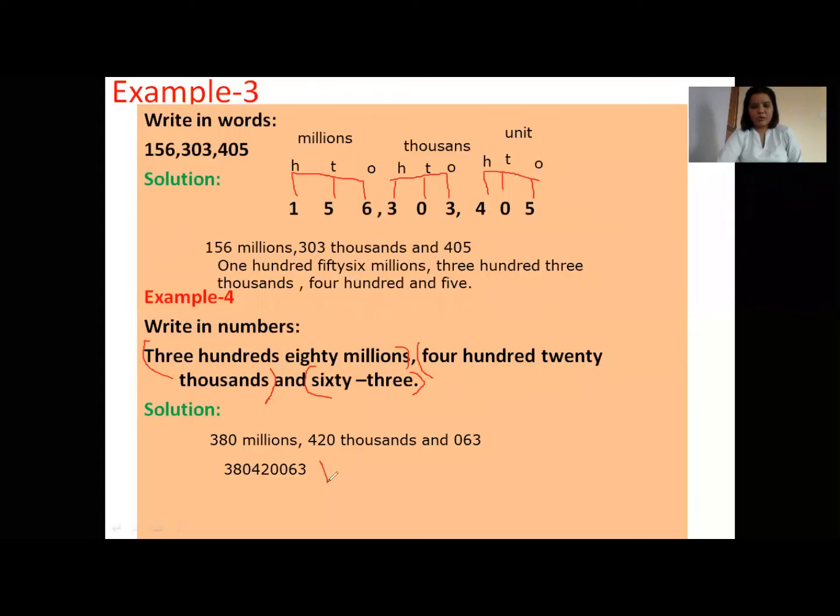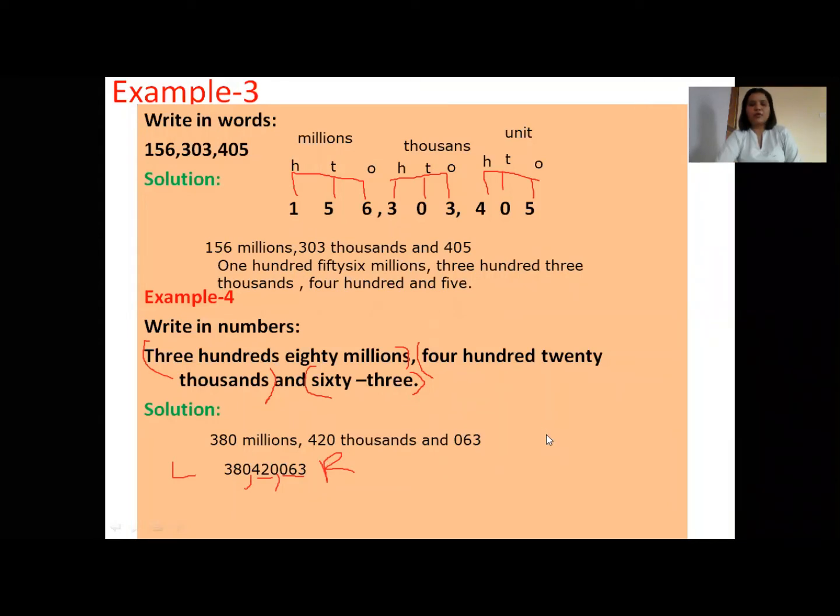So we count the number from right to the left. We count the first 3 digits from the right and we put a comma. Then after every 3 digits. So we have the number here 380, comma 420, comma 063. Now I hope all of you are clear.